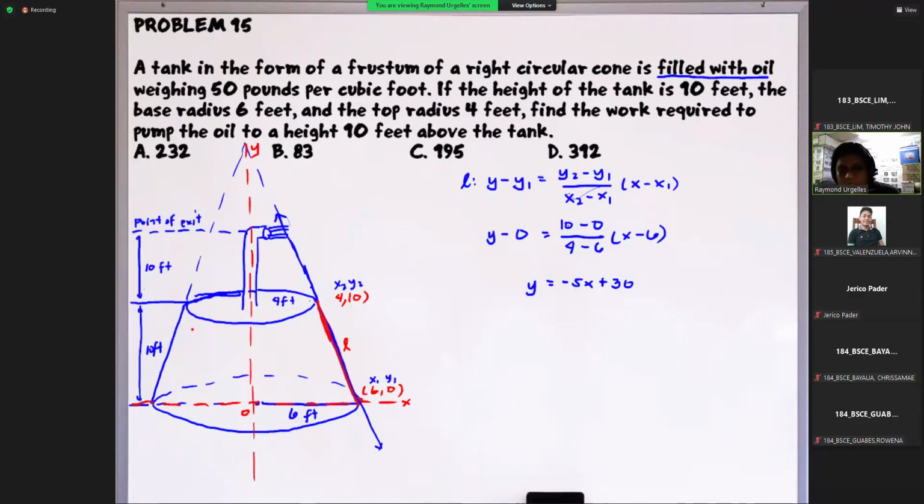Let's consider a horizontal disk. Since this is a frustum of a cone, we know the cross-sections are perpendicular to the axis of our frustum, so they are circular discs. Only circular discs will be seen here. Let's say we have a certain thickness here. Our thickness is along the y-axis, so the thickness will just be dy.